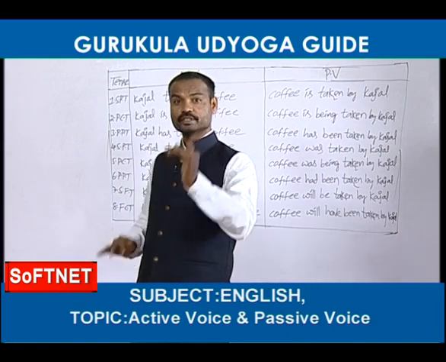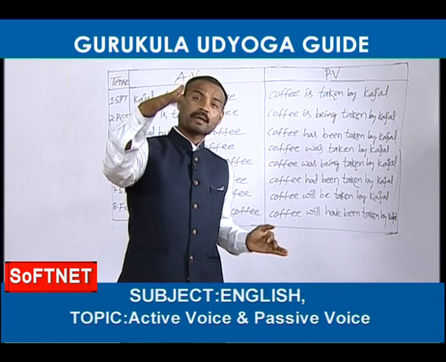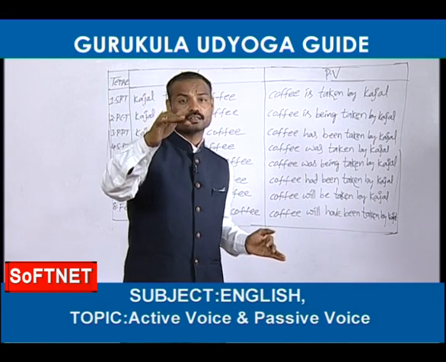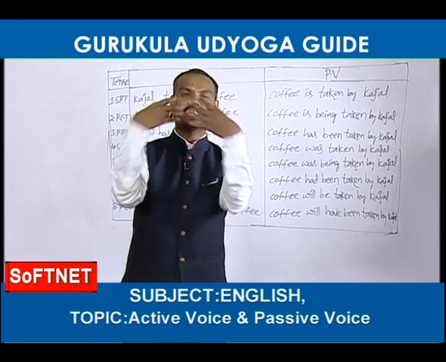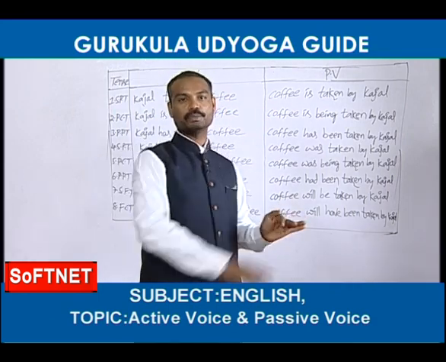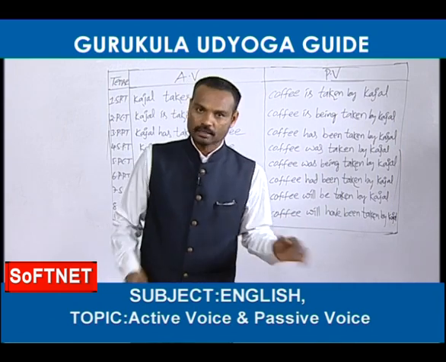If you find either am, is, are, or was, were, then you should write being, or else you can simply remember: when you find an ing form, then being should be written in the passive. Is that clear? Clear, I think.